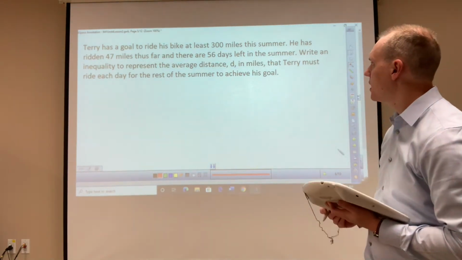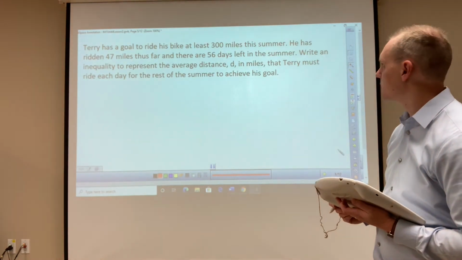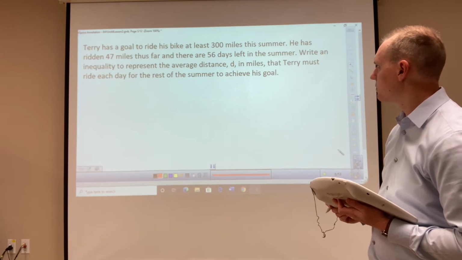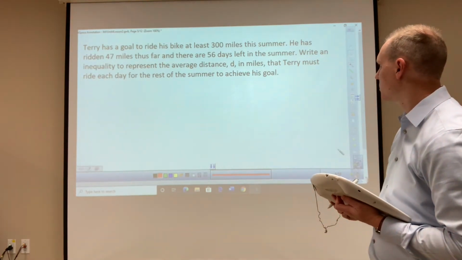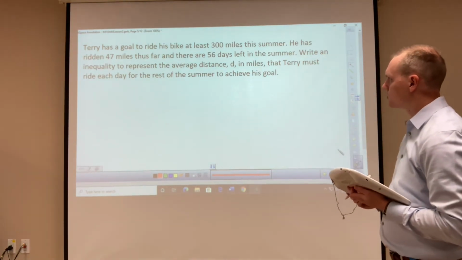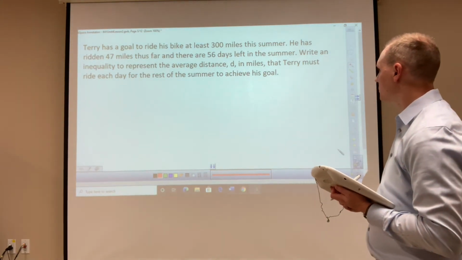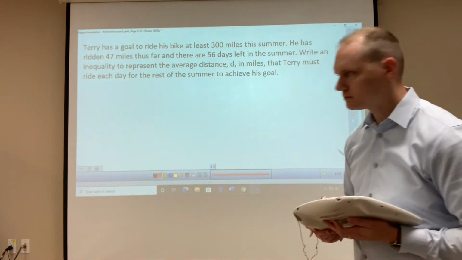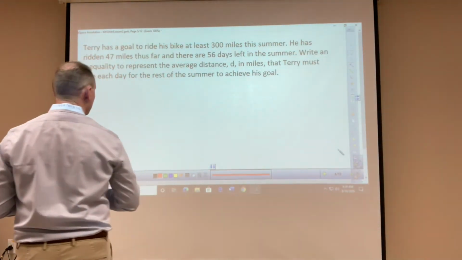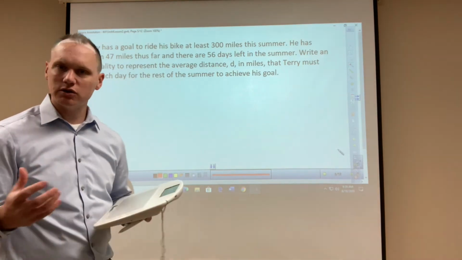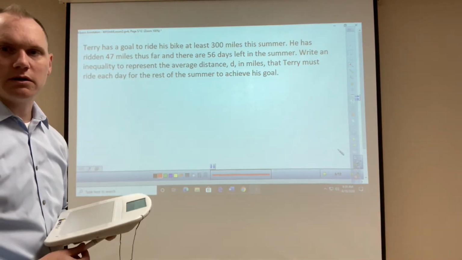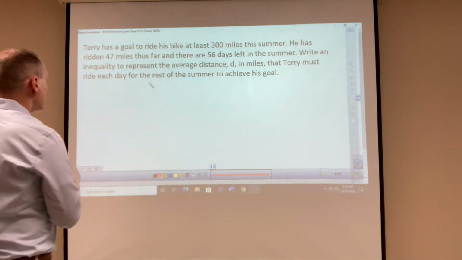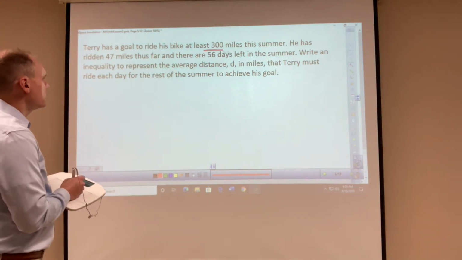So it says, Terry has a goal to ride his bike at least 300 miles this summer. He has ridden 47 miles thus far, and there are 56 days left in the summer. Write an inequality to represent the average distance d in miles that Terry must ride each day for the rest of the summer to achieve his goal. Okay, so let me give you a second to try and figure out what's going on here and create this inequality.